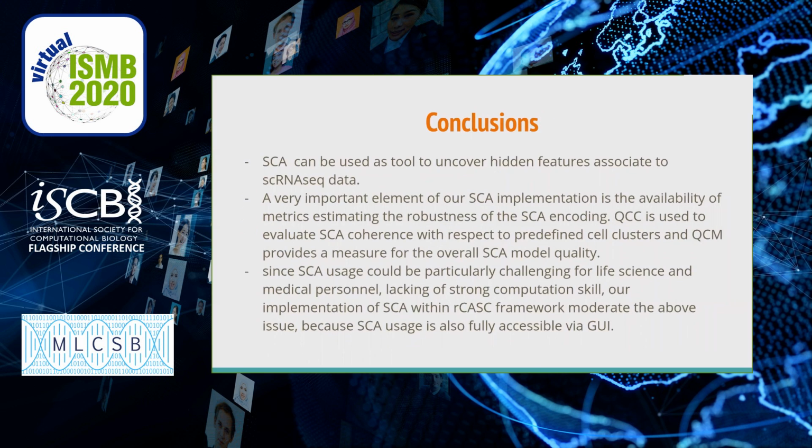In conclusion, sparsely connected autoencoder can be used as a tool to uncover hidden features associated to single-cell RNA-seq data, hidden features that cannot be seen just by looking directly at the genes. The presence of 2 metrics, the QCC and the QCM, provides a measure for the overall SCA model quality.